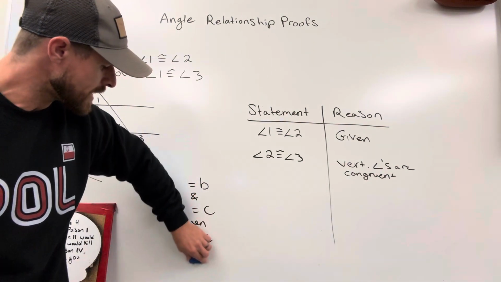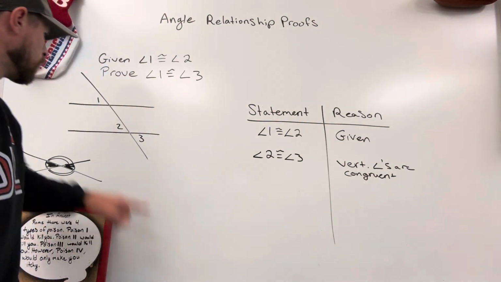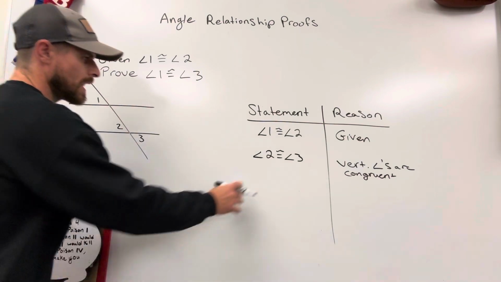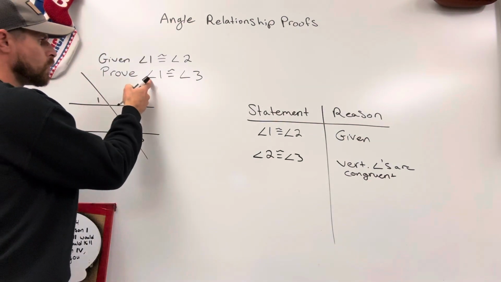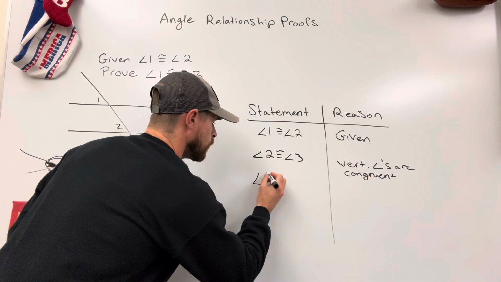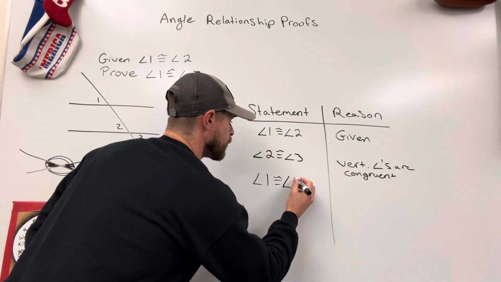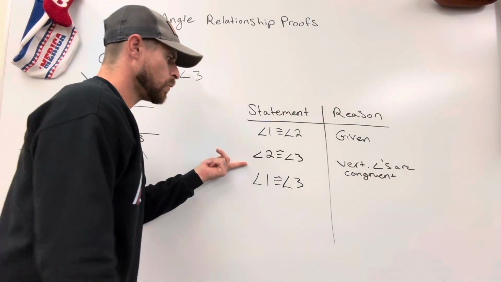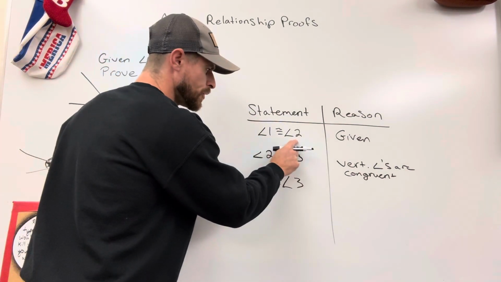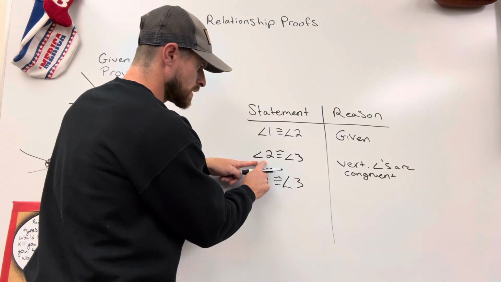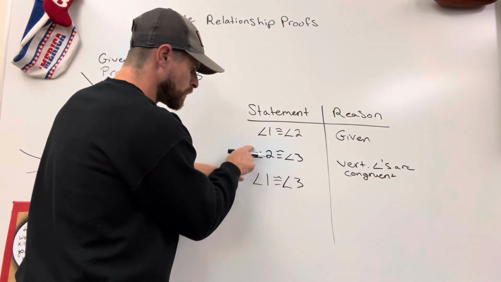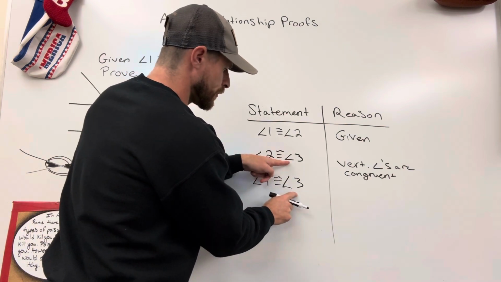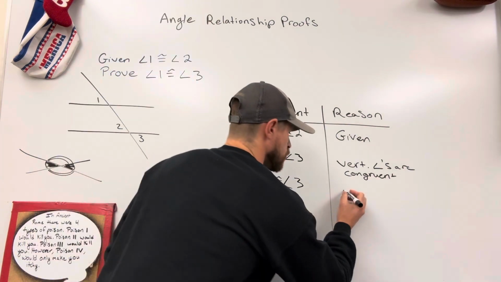Because that's what's going to tell us that angle 1 is congruent to angle 3. So now our last and final statement, we need to prove angle 1 is congruent to angle 3. Angle 1 is congruent to angle 3. Why? Because of what we proved up here, we can now say angle 1 is the same as angle 2. Well, angle 2 is the same thing as angle 1, so we could replace that with an angle 1, showing that angle 1 is equal to angle 3. How? Transitive property.